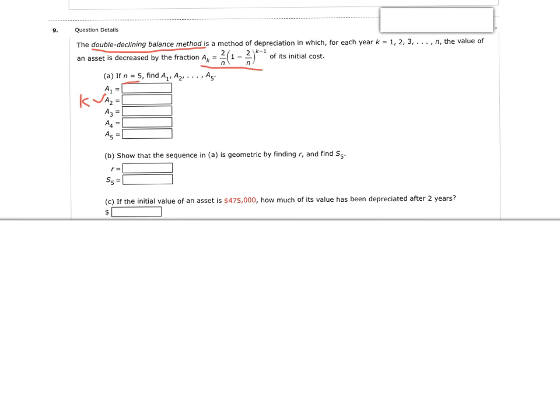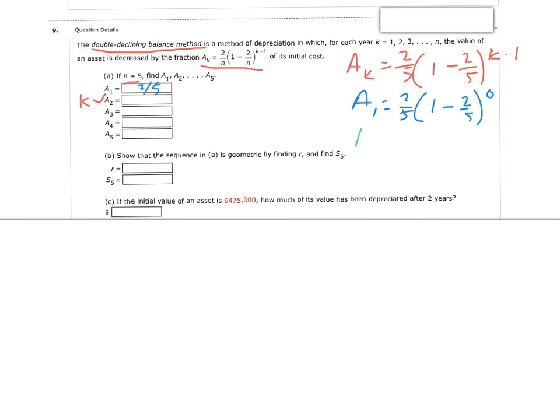So I'm going to rewrite this formula to say a sub k equals 2 over 5 times 1 minus 2 over 5 to the power of k minus 1. So then when it comes to a sub 1, it's going to be 2 over 5 times 1 minus 2/5 to the power of 0, because it's the 1 minus 1 that I plugged in there for k. So that's going to make that whole parentheses turn into 1. So that answer is just going to be left with 2/5.